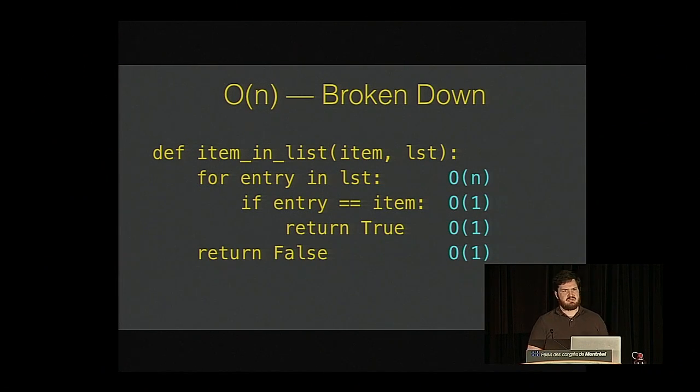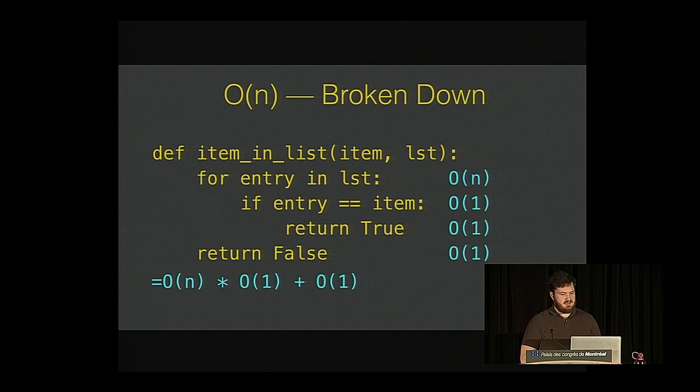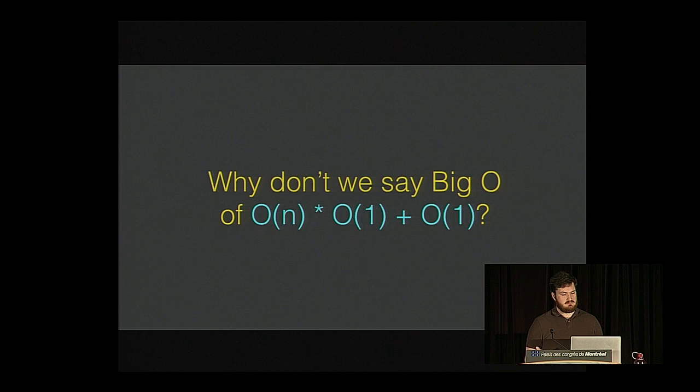And then the return true is a constant thing. It doesn't matter what you return, it's the same speed. So that gives us O of n times O of 1 plus O of 1, right? So we add up all those things. So the next question is, why don't we just say O of n times O of 1 plus O of 1? And the answer is that that's really painful to say. No one wants to say, oh, that function's O of n times O of 1 plus O of 1.